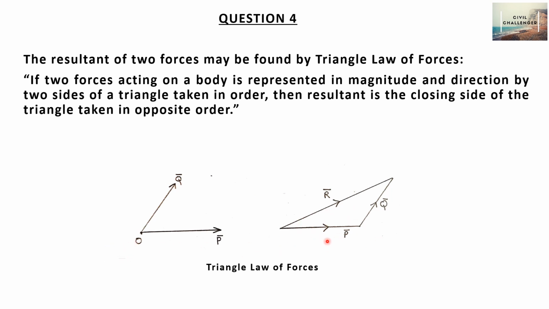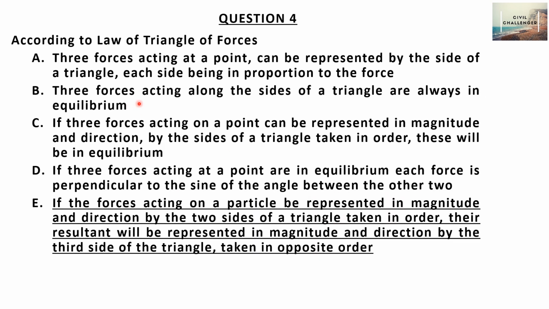then we can represent these two forces as two sides of a triangle taken in order. If we are taking P as the first side, then we need to take Q from the ending of P, and then the resultant will be the third side, the closing side, taken in opposite order. So we are taking P in this manner and Q in this manner, and then the resultant will be from here to here. So the correct answer is option E.